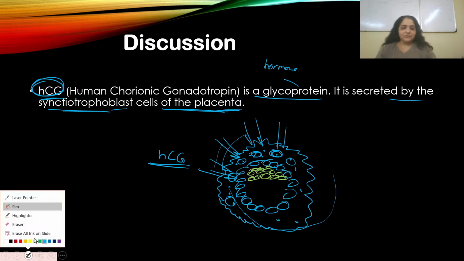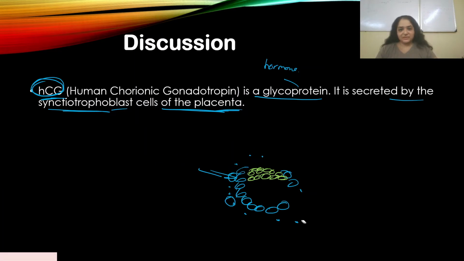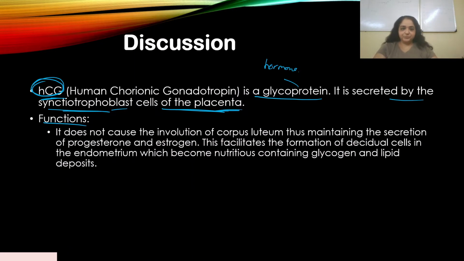All right, and from these syncytiotrophoblast cells, many hormones are released. Okay, one of them is HCG, and that is human chorionic gonadotrophin. Now the function is: it prevents the involution of the corpus luteum, thus maintaining the secretion of progesterone and estrogen. Okay, so HCG plays an important role.